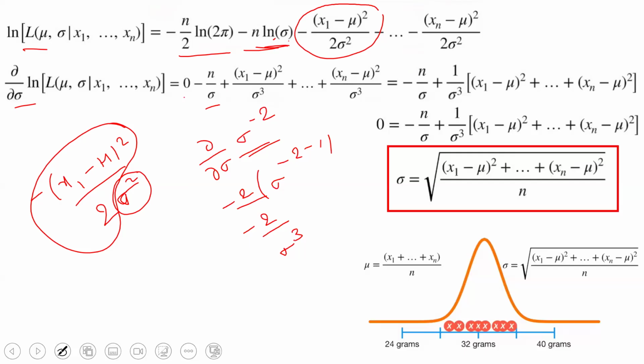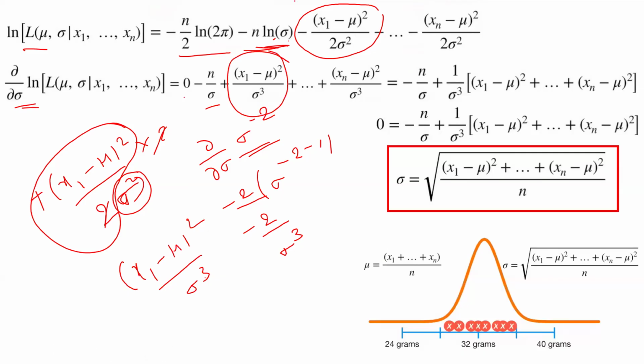These are all derivations. So this is a constant term. Minus minus will become plus, and 2 and 2 will get cancelled. That becomes sigma cube. So it all comes down to (x1 minus mu) whole square by sigma cube, which is the derivative. Taking the derivative with respect to sigma comes down to this. Similarly, for all the points, it would be the same.